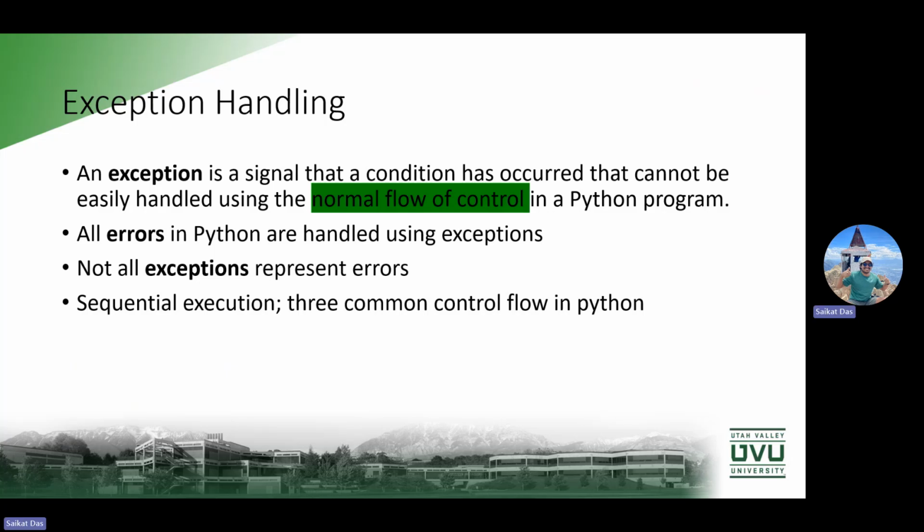Also with that sequential execution, there are 3 common control flows in Python. What are those 3 control flows? Conditionals like if. In the next class, I'll be discussing the if and loop, like conditionals and loops. If is like, if I have some condition, only then we will be executing this part. Otherwise, we will not. That means we are bypassing the flow. We are forcing it to go in a different direction based on some condition.